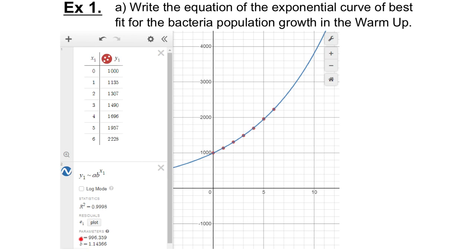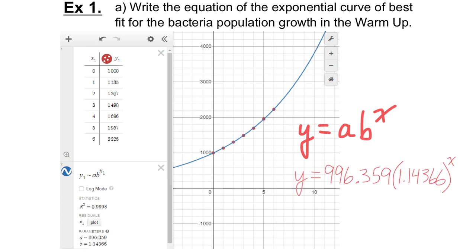Now down here, it says A equals, B equals. These are the values of A and B in the equation. Remember, the equation is written in the form y equals A times B to the x. So if I know what A is and I know what B is, then I can replace A and B with those numbers, and this is the equation that models my bacterial population growth.